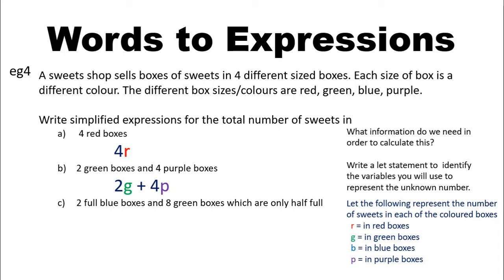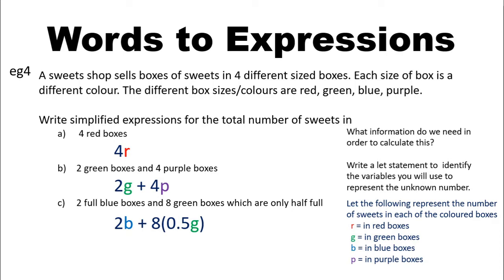Simple. And question C, 2 full blue boxes, so 2 times the number of sweets in a blue box, and 8 green boxes, but these green boxes are only half full, so 8 times half of the number of sweets in a green box.